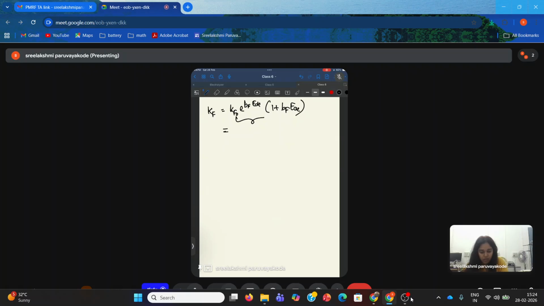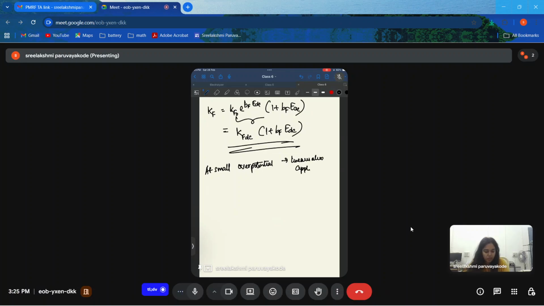This is the DC part, kf DC times (1 plus bf EAC), right? So for a small overpotential, the same way I can linearize the current. Linearization is applicable for a small overpotential.